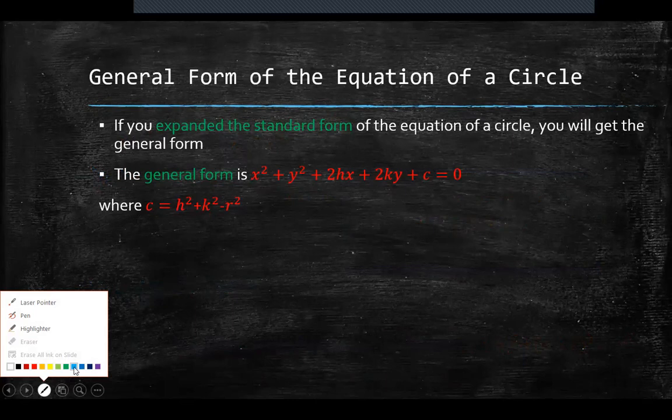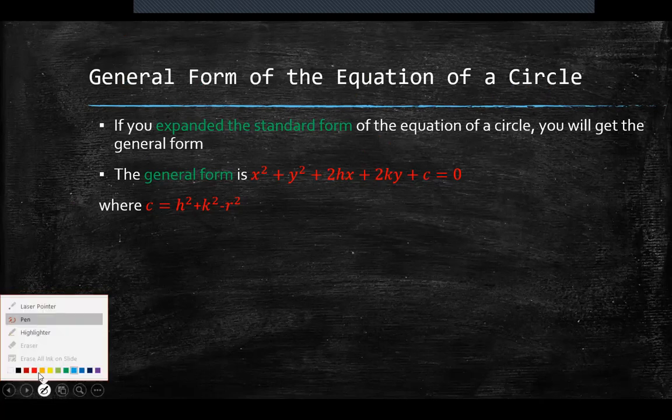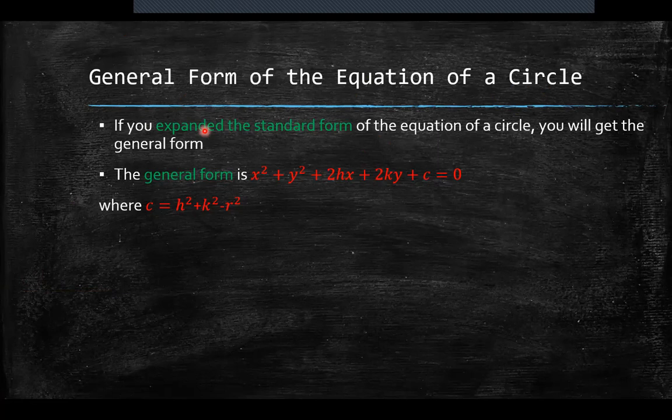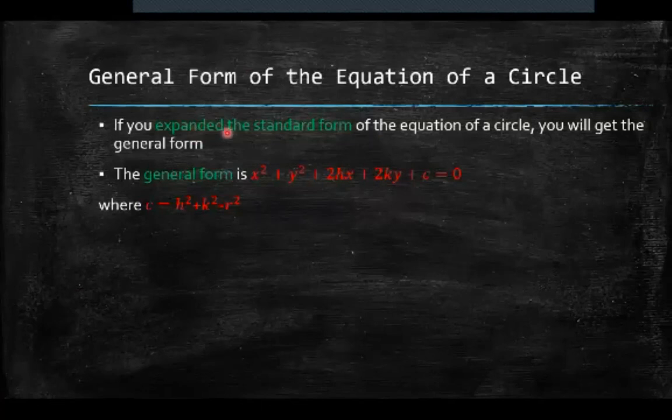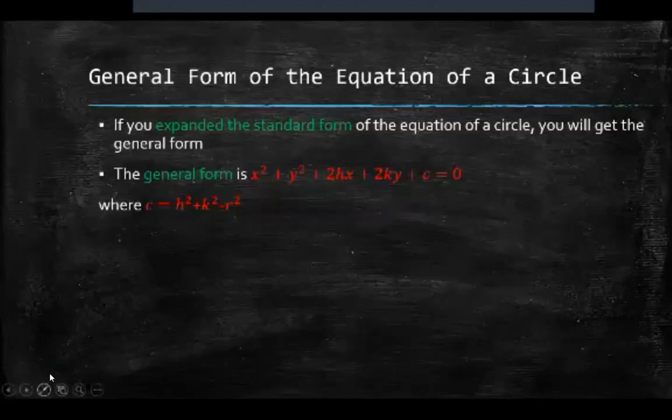Okay. There are two forms they might ask you to write the equation of the circle in. The first one, we just did, the standard form, and now there's another form of the equation of a circle. It's known as the general form. So there's standard form and there's general form. They could ask you to write both of them. To get the general form, all you have to do is to expand the standard form.